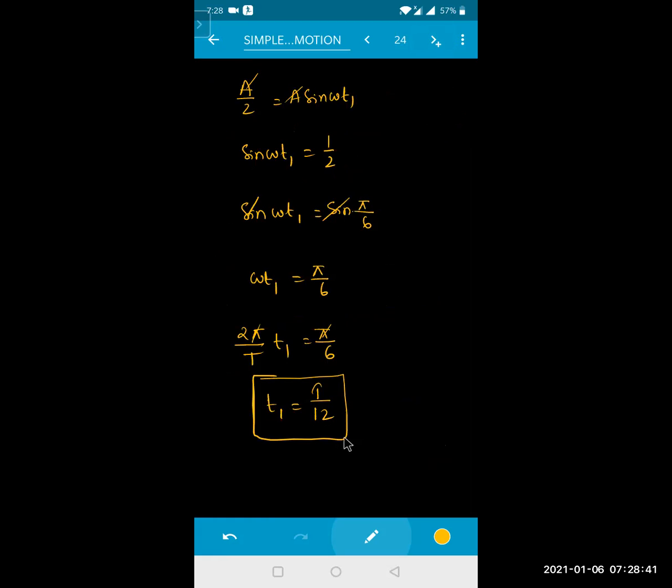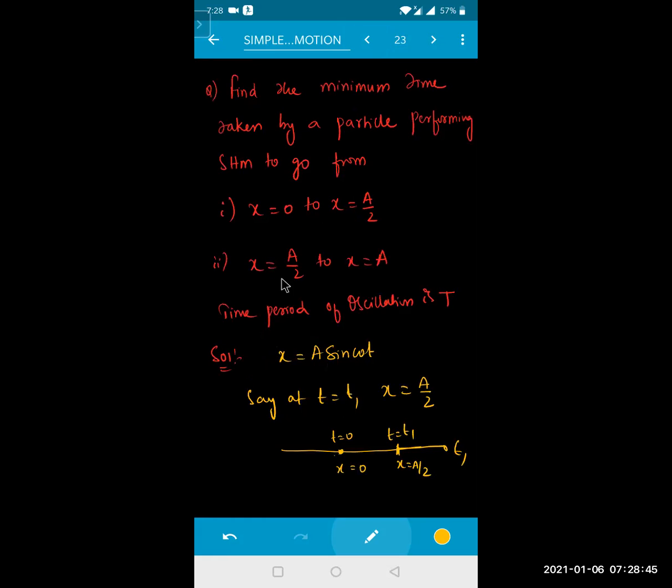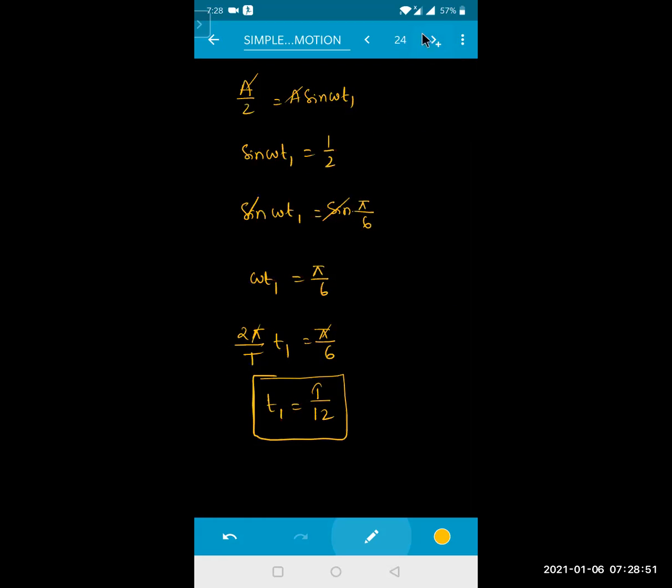T by 12, part 3 of T by 12, relation. Is that clear? Then again, from the condition where we are going, x is equal to A by 2 to half, to A, the extreme. Half to A part of the relation. That means, listen carefully right now.